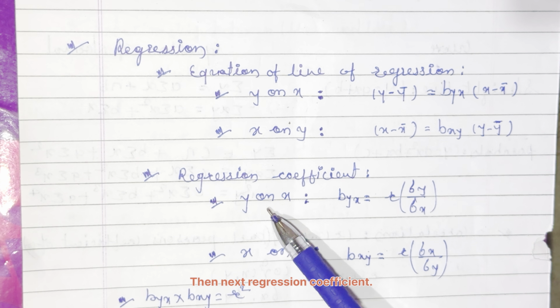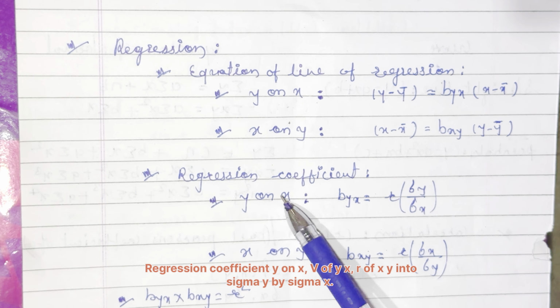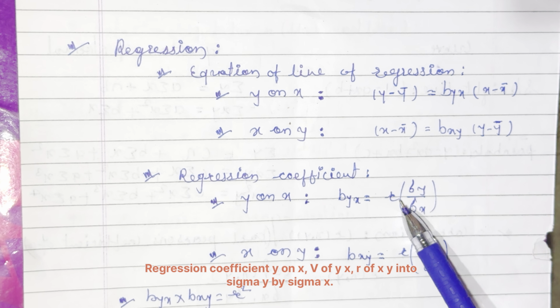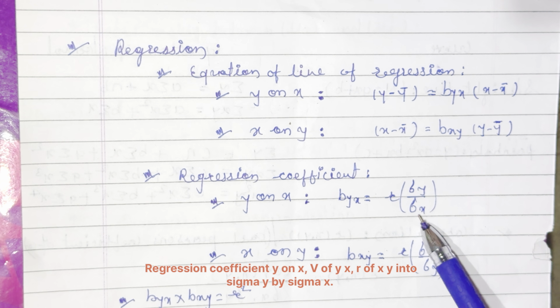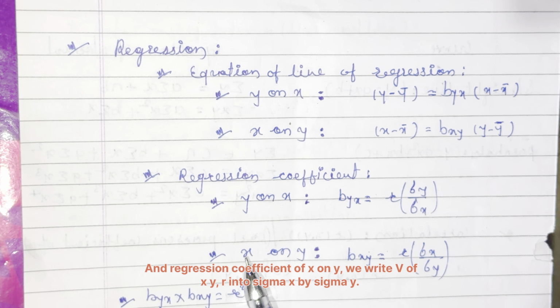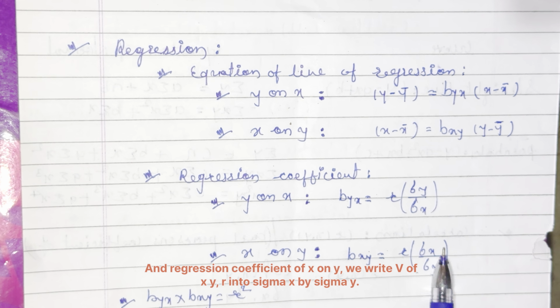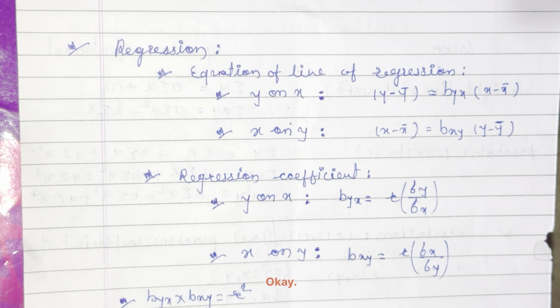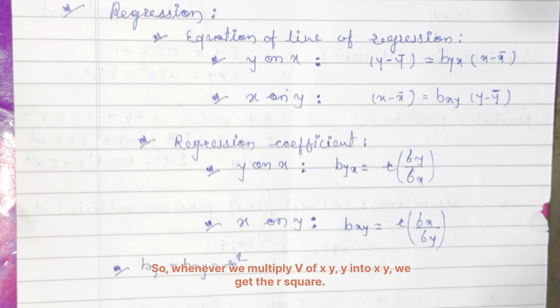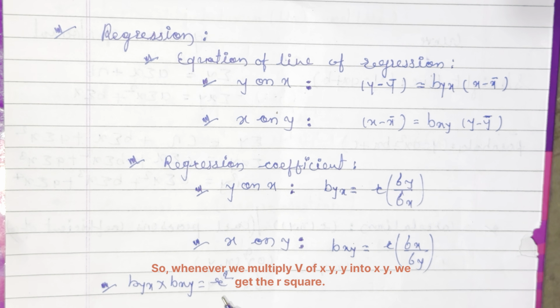Next, regression coefficients. The regression coefficient of y on x, we write b of yx equals r of xy into sigma y by sigma x. The regression coefficient of x on y, we write b of xy equals r into sigma x by sigma y. Whenever we multiply b of yx into b of xy, we get r square.